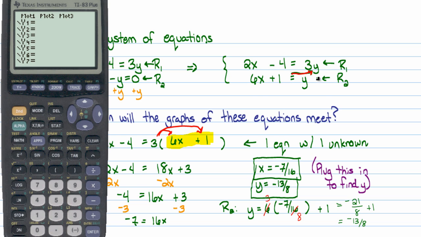So if I solve the first equation for y, I would get 2/3 x minus 4/3. The second equation is just 6x plus 1. And I'm just doing this so you can kind of see where they meet. Now remember, if I hit graph, it might not graph on my window. It actually is here. And you can see they meet somewhere in this third quadrant.